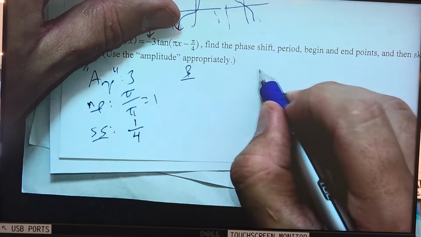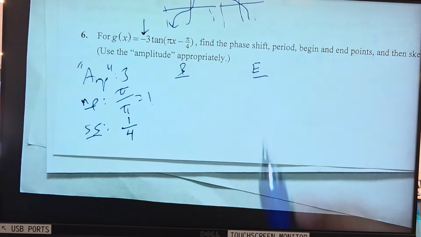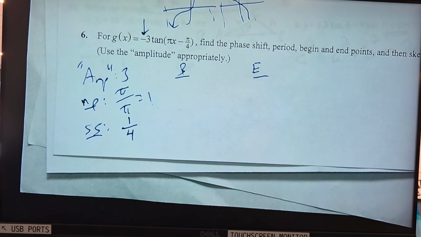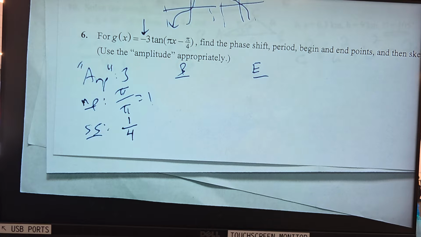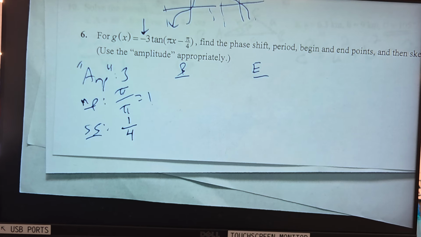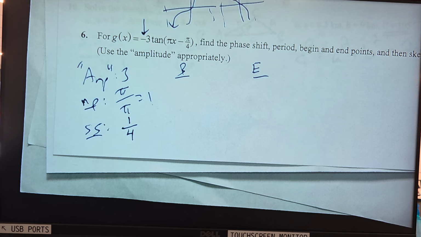And then beginning and end. Now this is really key, because my other class was using 0 and 2 pi, which is silly. You just told me where tangent begins, the cycle we chose. Where does it begin? Negative pi over 2. It begins when the inside is equal to negative pi over 2, and it ends when the inside is equal to pi over 2.